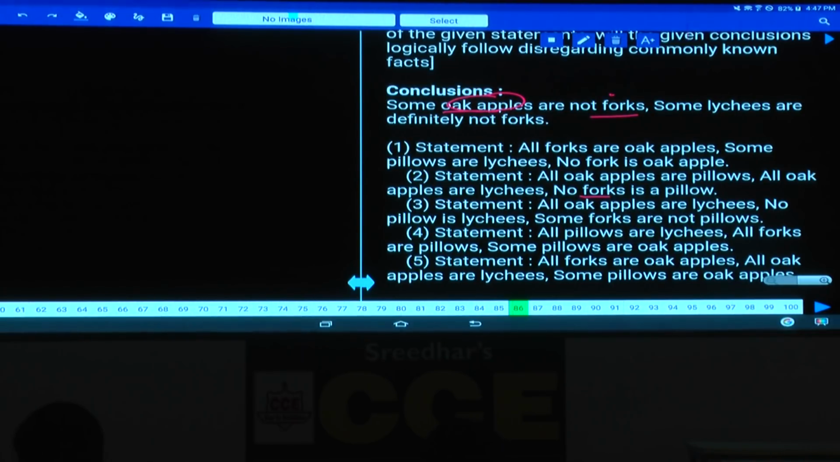And the relation between oak apple. Now, if you combine these two, now check out. This is tick and this is cross, and this is tick, and this is tick. Middle term, pillow, distributed. Now the conclusion must be in between these two.